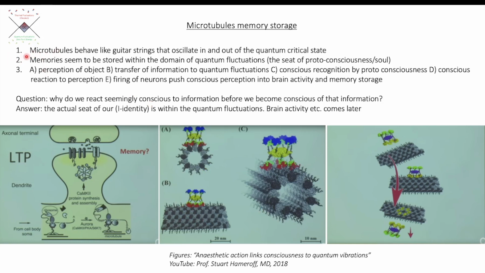And I will read out the foil here at number 1. Microtubules behave like guitar strings that oscillate in and out of quantum critical state. So with a frequency of 613 terahertz, permanent information is taken from the soul domain and is transferred back to the electromagnetic domain. So memories seem to be stored within the domain of quantum fluctuations.